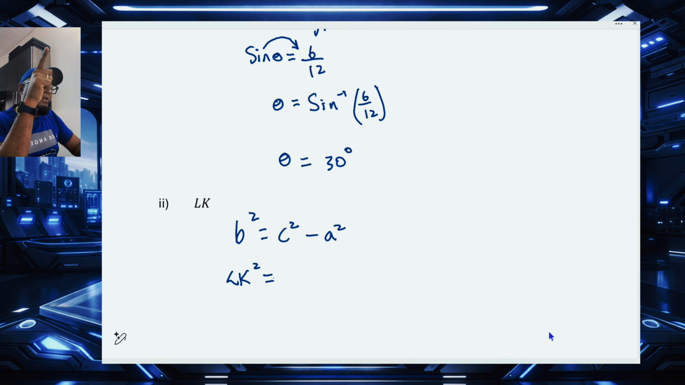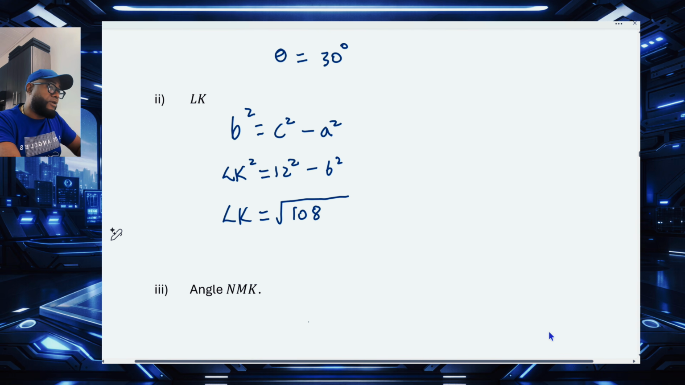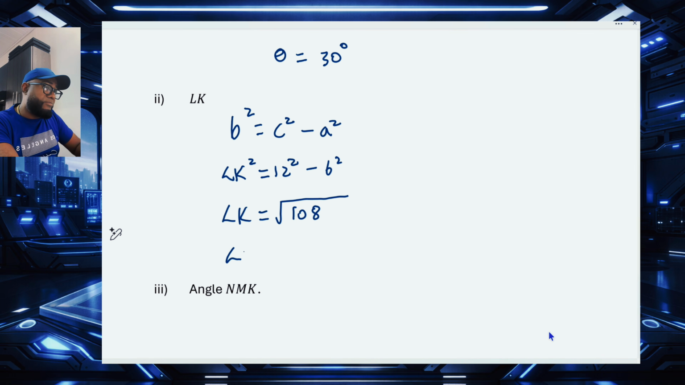Everybody good there? LK squared is equal to what was my hypotenuse in that part of the triangle? I think 12, sir. Minus, write it down, crew, what A was, the next side, 6 squared. So LK would be equal to the square root of 108. So LK would be 10.39. If you have 10.4, no problem. 10.39 centimeters.